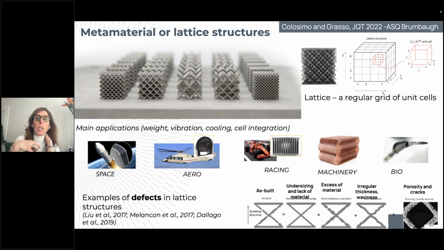that is repeated over and over and over. This type of geometry can only be produced by additive manufacturing and is quite interesting for vibration absorption and thermal cooling capacity. So it is used in many different applications in space, aerial, racing, machinery, or bio implants. They are also called metamaterials. It's a new type of architected material that I think is going to be more and more interesting in the future.